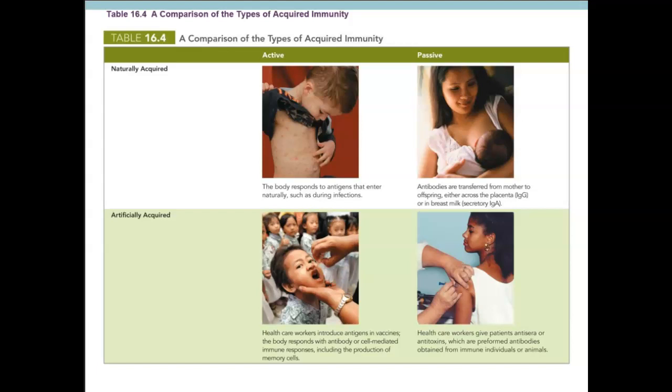anti-sera against certain kinds of snake bite toxins. So if you get bit by that kind of a snake, you can go to the hospital. They'll give you this anti-sera, which is really antibodies from a horse who was injected with the same kind of toxin from the same kind of snake, and the horse makes antibodies against it. We collect the antibodies from the horse and we put them into a vial, and then we give it to people who get bit by snakes.